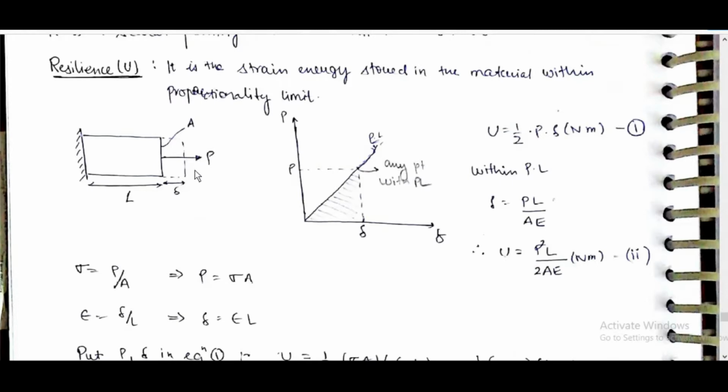P is the load applied, delta is deformation, L is the actual length, A is the area. The P-delta graph will be a straight line inside the proportionality limit. Within the proportionality limit, the area under it is called resilience. U is equal to half P into delta, which is the area, with units Newton meter. So within proportionality limit, delta is equal to PL by AE, U is equal to P square L by 2AE Newton meter.